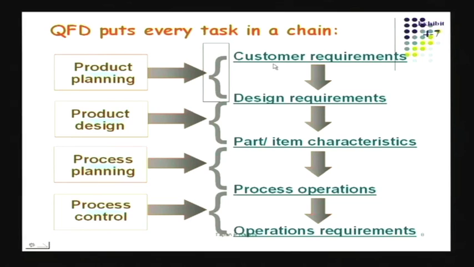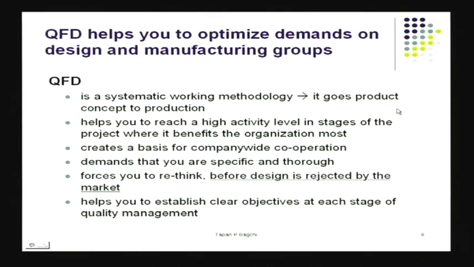So what have I done? I started with customer requirements. From there, I determined my design requirements, and you'll see how I do that. Then I spell out the parts and items that I require. Then I'll come up with process operations. These are the process requirements that I have in order for me to produce those parts and items. Then of course I've got some operational control issues that I have to settle after I've specified the different processes that are going to be there.